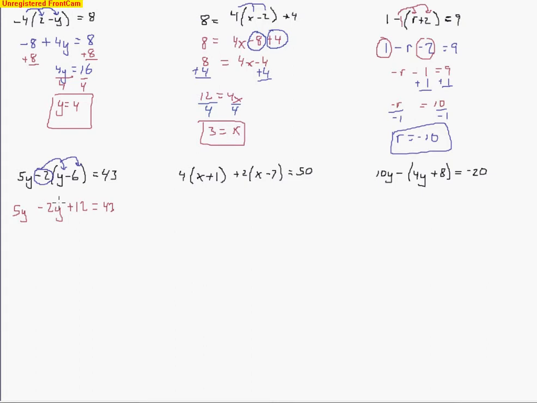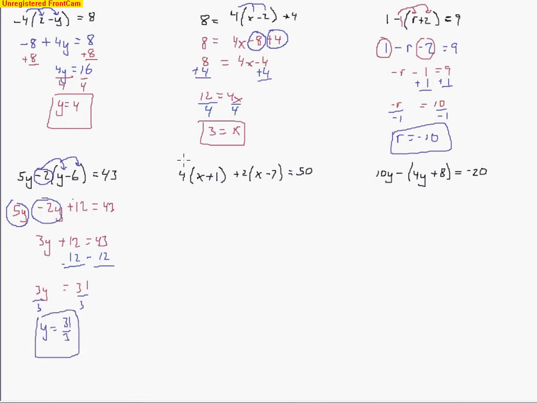So now what I'm going to do is collect the like terms. This time I'm collecting the variable terms, and they're opposite in sign, so I'm going to subtract. I'm left with a 3y plus 12 equals 43. So from that point, I just have to subtract the 12 from both sides. And so when I do that, I now have 3y equals 31. And so from this point, I just have to divide by the 3. It doesn't go in evenly, so we'll just leave it the way it is. y equals 31 over 3.